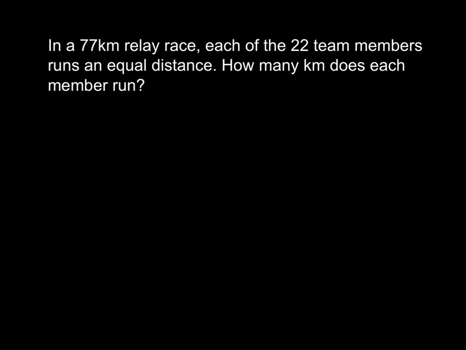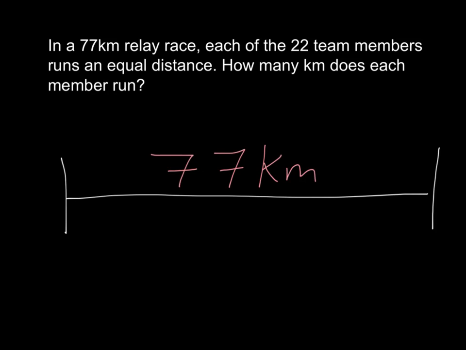So to do that, I'm going to start with a number. I have a relay race, and it is 77 kilometers long. And there are 22 team members running an equal distance. So what I'm really doing is I'm breaking down this length into 22 different sections, and it's going to continue throughout this entire area. And I want to find out how much each piece is. And that helps me realize, okay, I'm dividing 77 by 22.